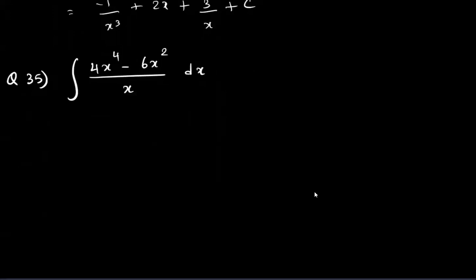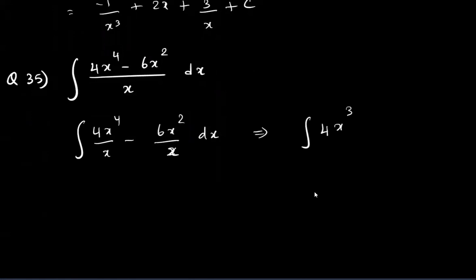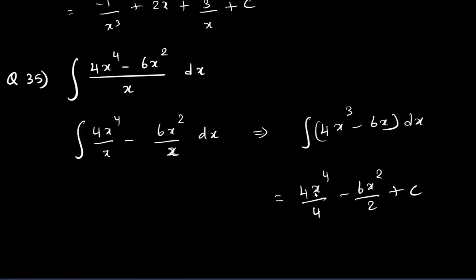All right. In this problem, what I'm going to do is split the terms first. Okay. So then I simplify it. So my original question can be rewritten as the integral of 4x cubed minus 6x dx. So now I take the integral. I have 4x to the power of 4 over 4 minus 6x squared over 2 plus c. I simplify this and my answer is this.